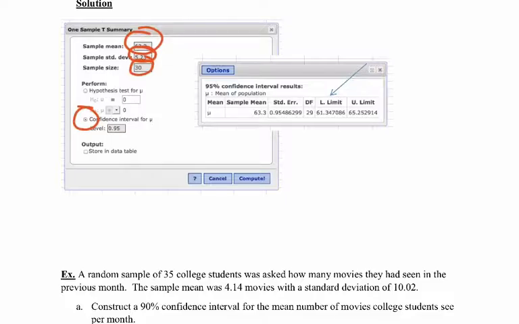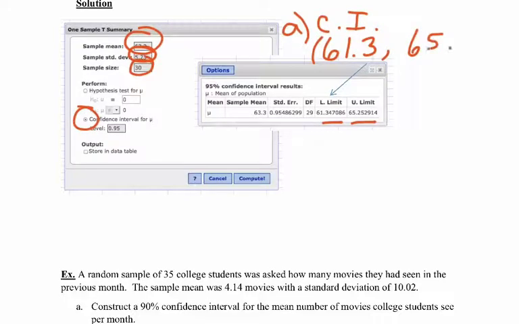So what do we have here? We have a lower limit of about 61.35 and an upper limit of about 65.3. So my confidence interval for part A, let's go ahead and write that out. So our 95% confidence interval, and they didn't give me specifics, so I'm just going to round it. I'm going to say 61.3 to 65.3. So I estimate that the mean speed for cars is between 61.3 miles per hour and 65.3 miles per hour.